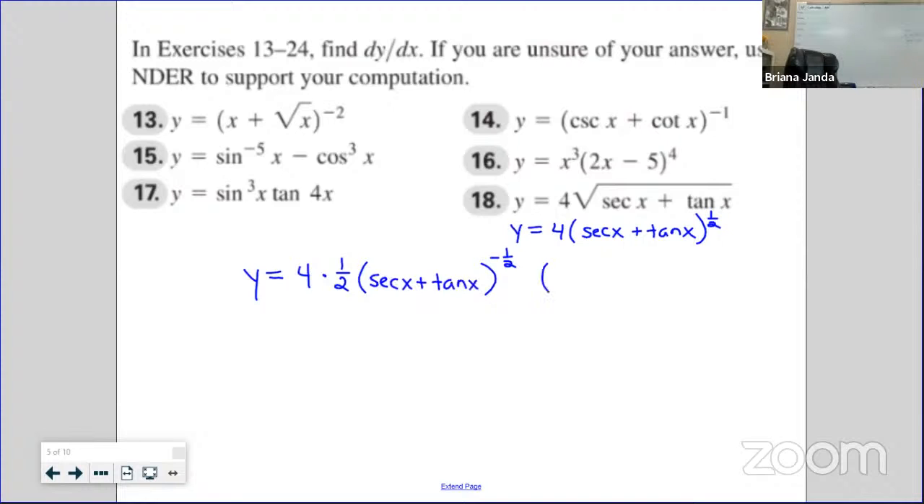Times the derivative of the inside. Well, the inside is just a sum of functions, which means I can take the derivative of each of those individually and add my answers. So the derivative of secant is secant tangent, and the derivative of tangent is secant squared. Again, as always, we could stop there today.